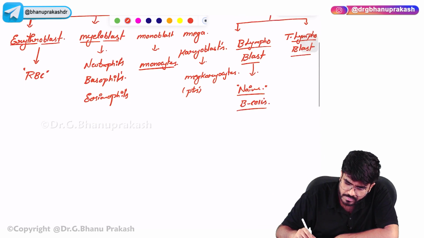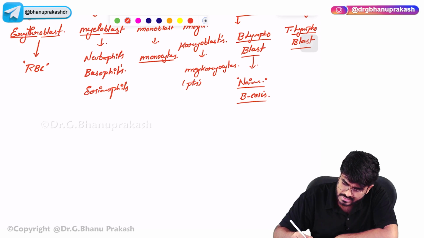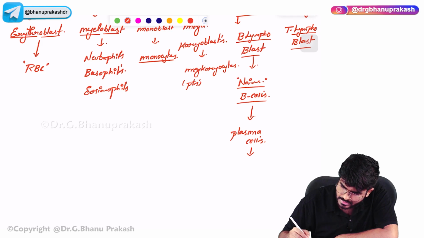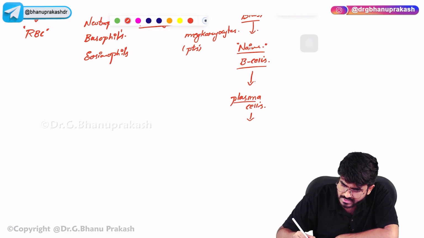In the future, they form activated B cells, and the activated B cells can later be converted into plasma cells. The plasma cells are the ones which produce the antibodies. Plasma cells, you know, have that cartwheel shaped nucleus. The wheel shaped nucleus will be there in the plasma cells. They are the ones which produce the antibodies.